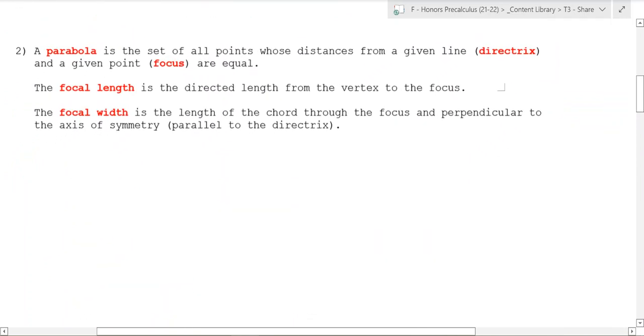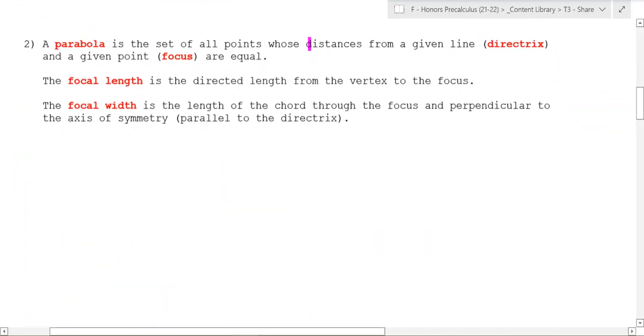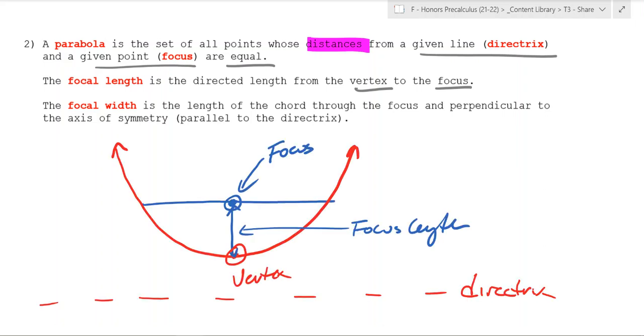So a parabola is the set of all points whose distances from the given line, the directrix, and the given point, the focus, are equal. The focal length is the directed length from the vertex to the focus. So that's the straight line distance. The focal width is the length of the chord through the focus and perpendicular to the axis of symmetry. And all of that looks like this.